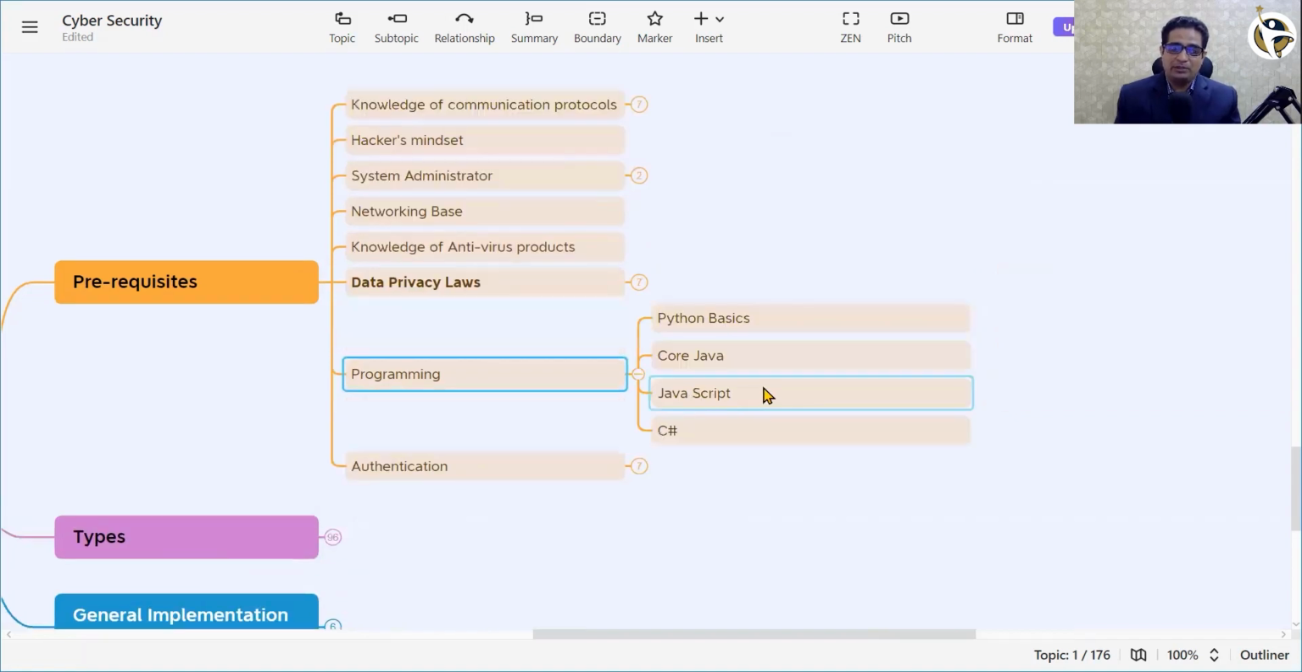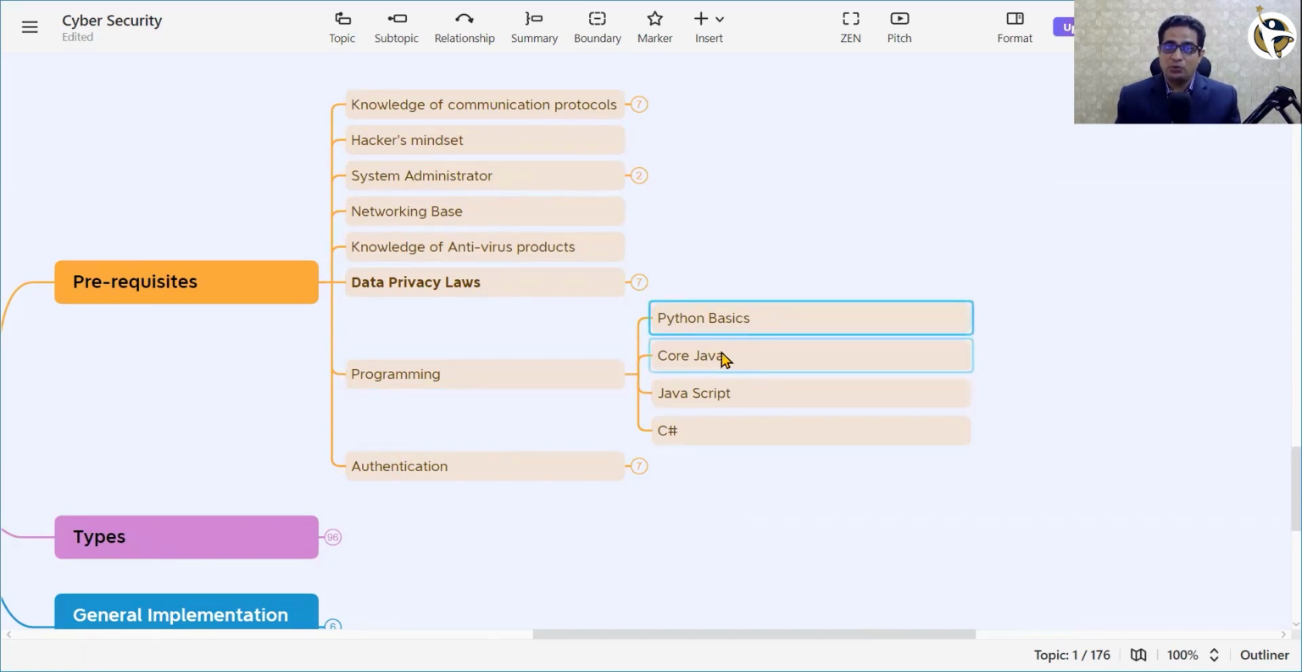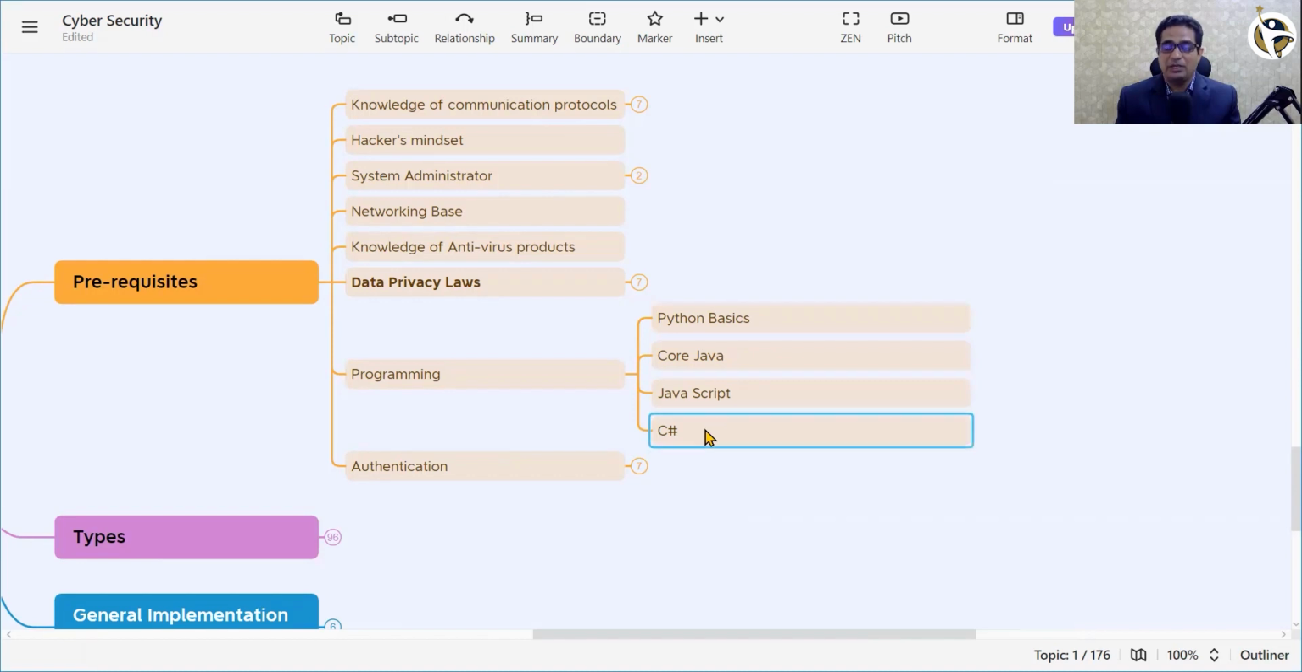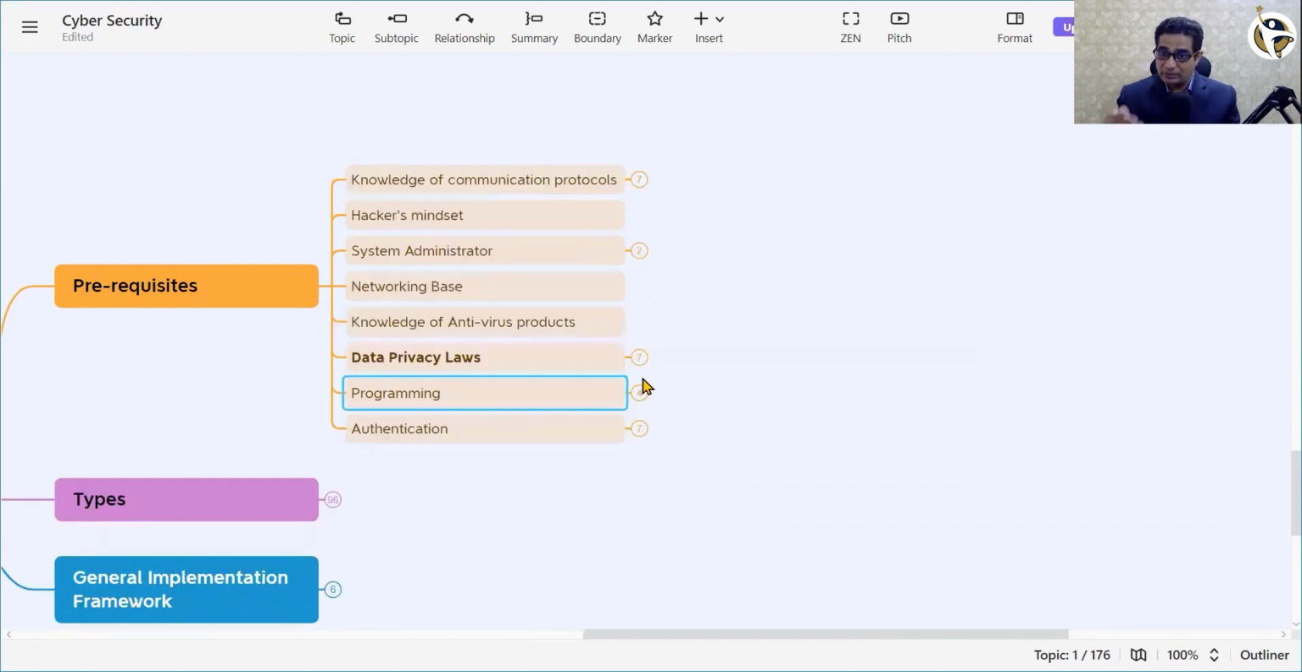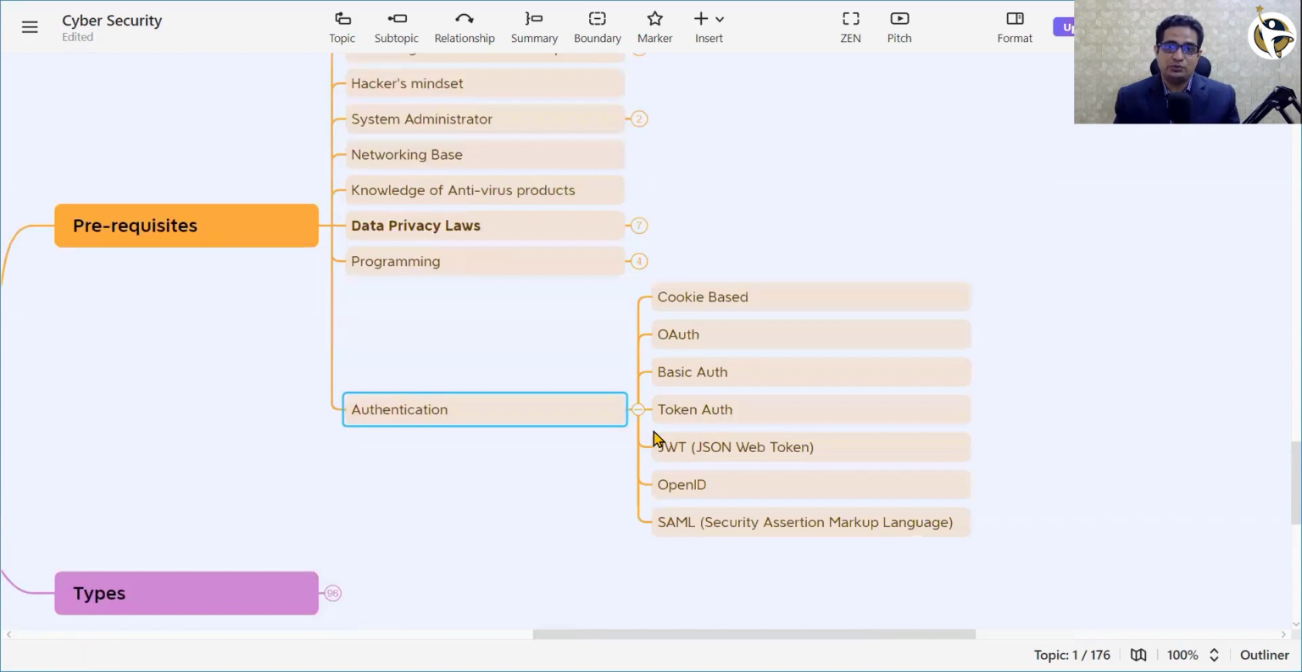Coming to programming, many times as a cybersecurity specialist, you may need to develop some programs in order to enhance your security protocol. And that's where it is good to know some basic Python, core Java, JavaScript, and C#. When you know these programming languages, you can easily interpret what is happening in the program and in your software, and you will be in a better position to fix those issues.